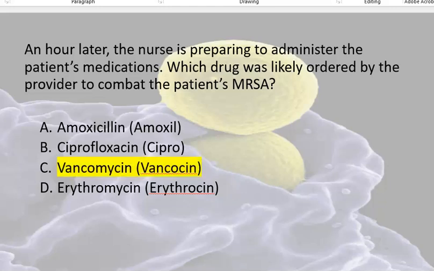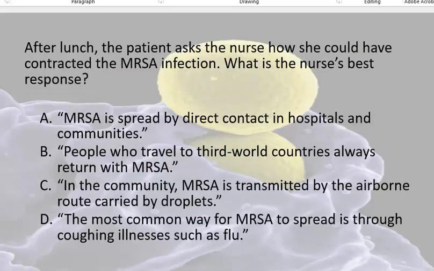MRSA is susceptible to only a few antibiotics such as Vanc and Zyvox. MRSA is spread by direct contact, such as with indwelling catheters, vascular access devices, and endotracheal tubes in the hospital and community settings.